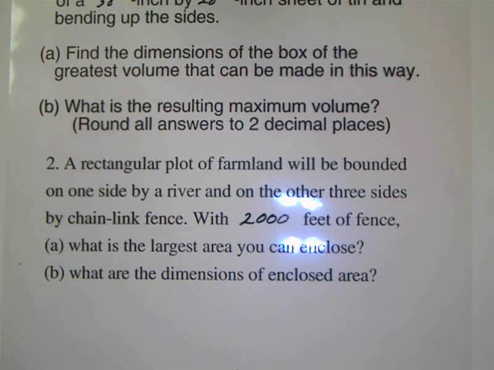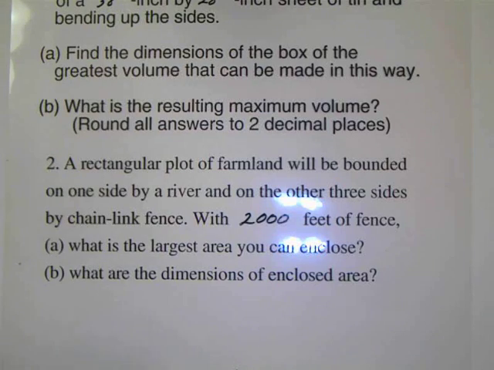Okay, this is number 2 on the 4.4a practice quiz. A rectangular plot of farmland will be bounded on one side by a river and the other 3 sides by chain link fence with 2,000 feet of fence. What is the largest area you can enclose? And what are the dimensions?